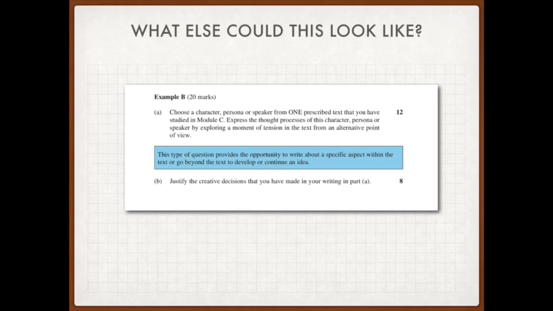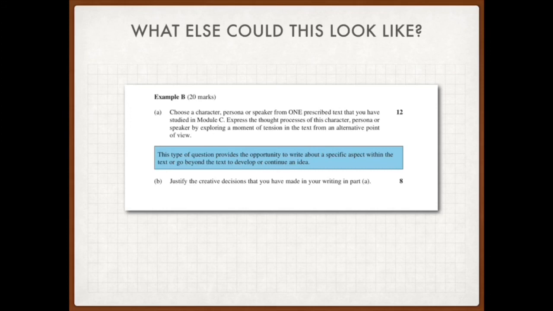And that's different to the last question, which was allowing you to refer to anything from Module A, B, or C. You also need to engage with the plot of your story in this question because it's asking you to explore a moment of tension in the text from an alternative point of view. So basically rewriting a scene in the text from the perspective of a different character.